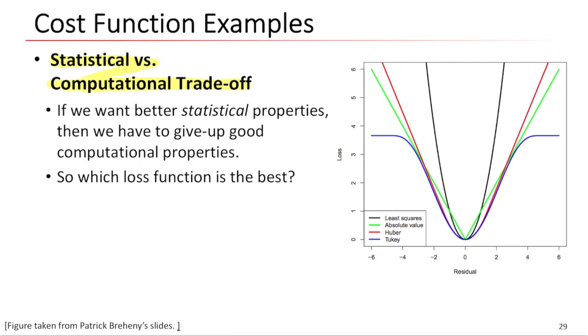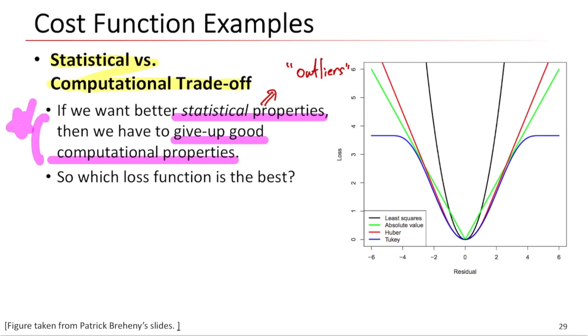So I could say like this: if we want a better statistical property, it means that, let's say, we want to make our network robust to the outlier. It is related to the second desirable property. We have to give up the good computational property.